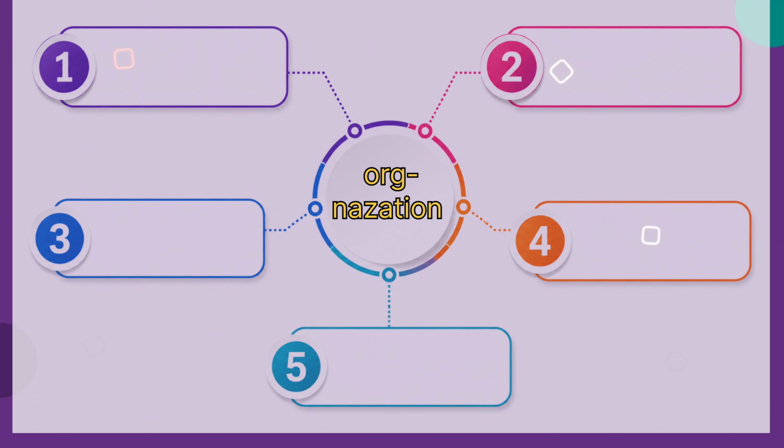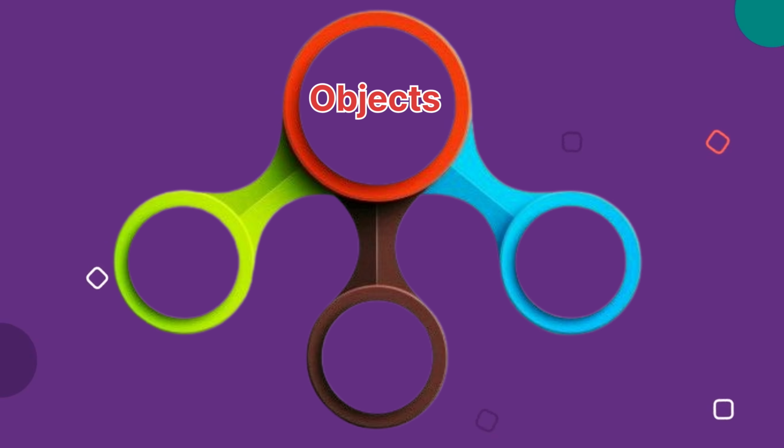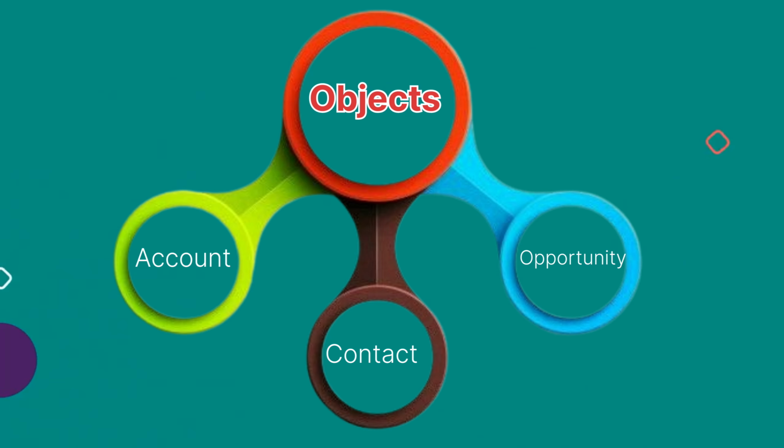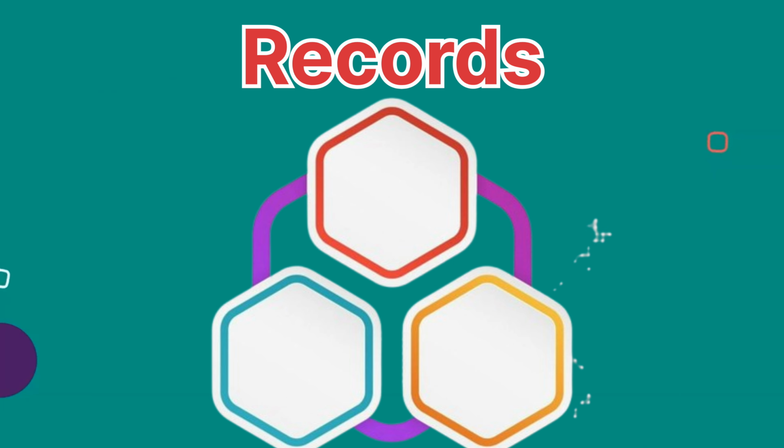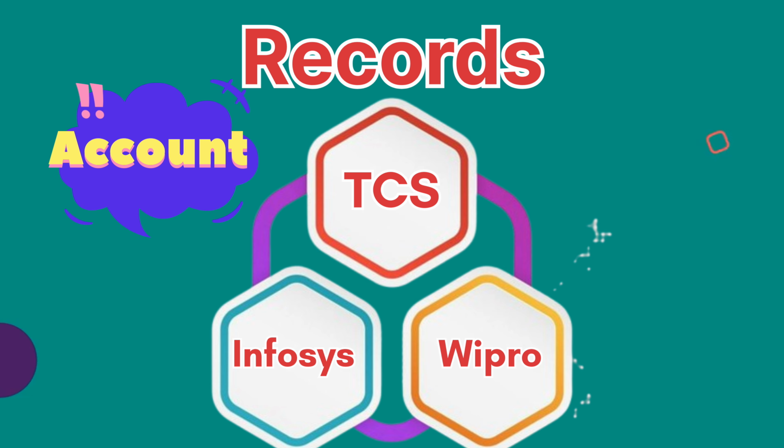So first is organization. An organization is your company's Salesforce environment. It stores users, data, objects, security settings, and customization. Objects. Objects are like database tables. Example, account, contact, opportunity. You can also create your own custom objects. Records. Records are the individual entries stored inside an object. For example, account object: TCS, Infosys, Wipro. Each company is a separate record.